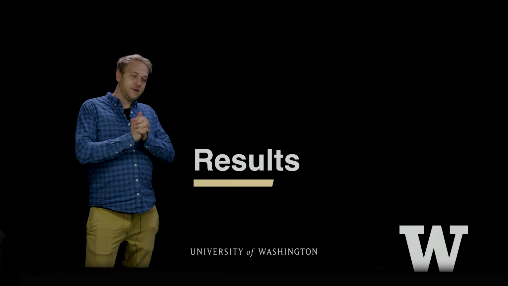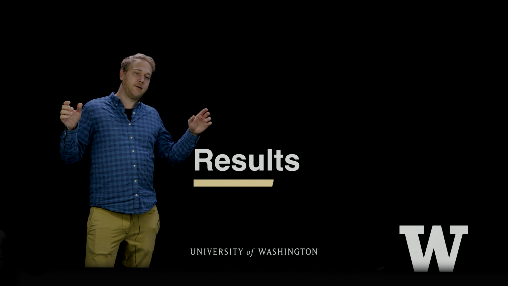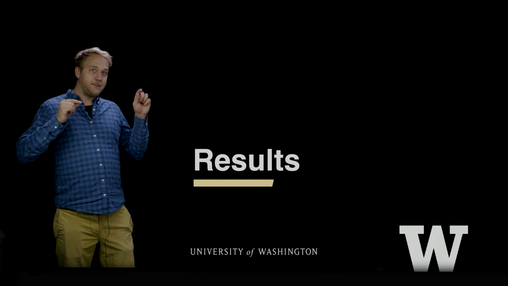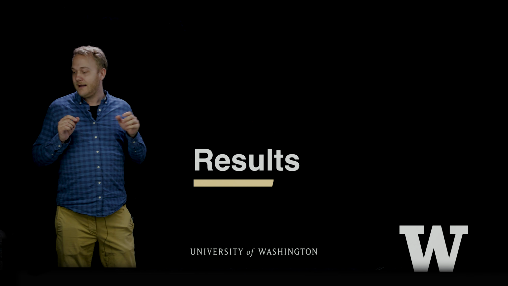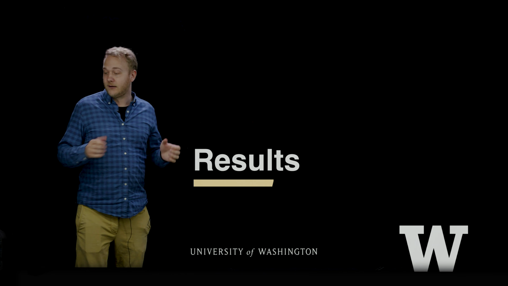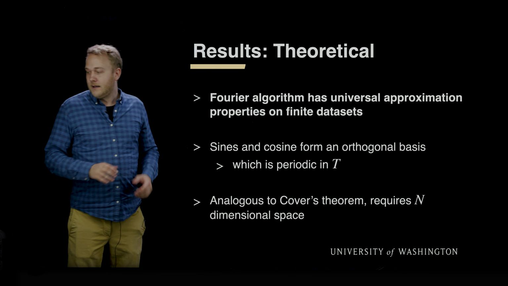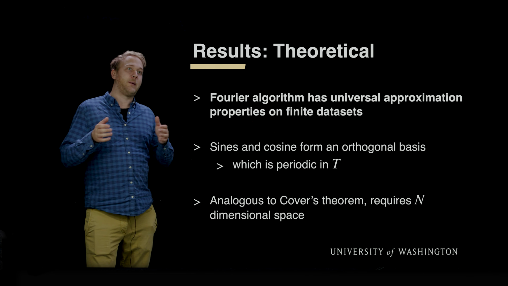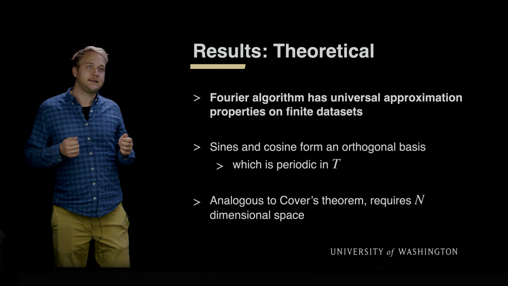Okay, so now I showed for 2 algorithms how to compute the global optimum with respect to omega I. Let's have a look at what these algorithms do. So we have a couple of results. Some of them are theoretical and some of them are practical. I'm going to start with theoretical results.